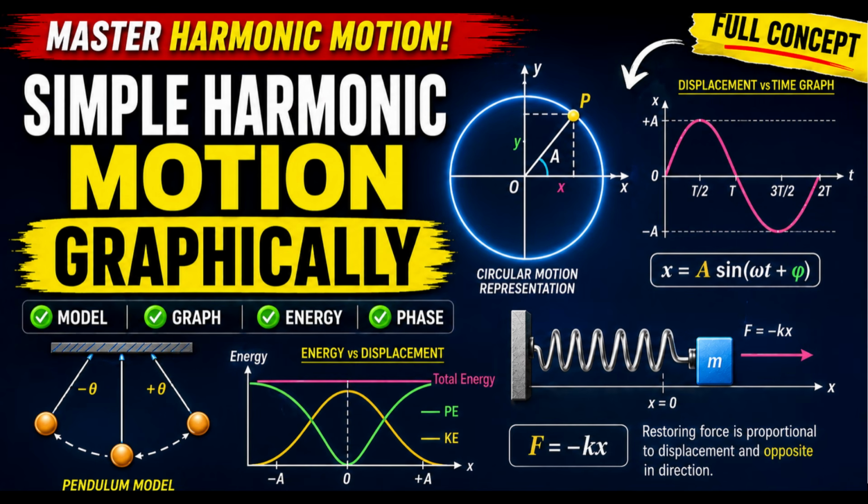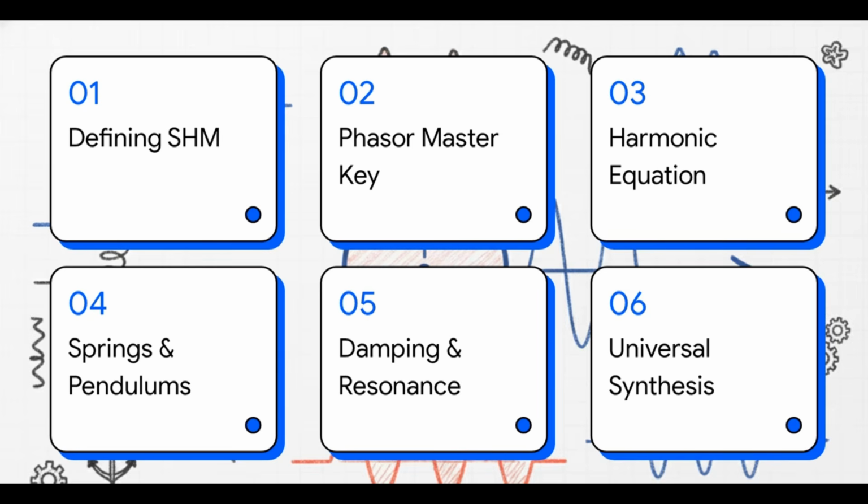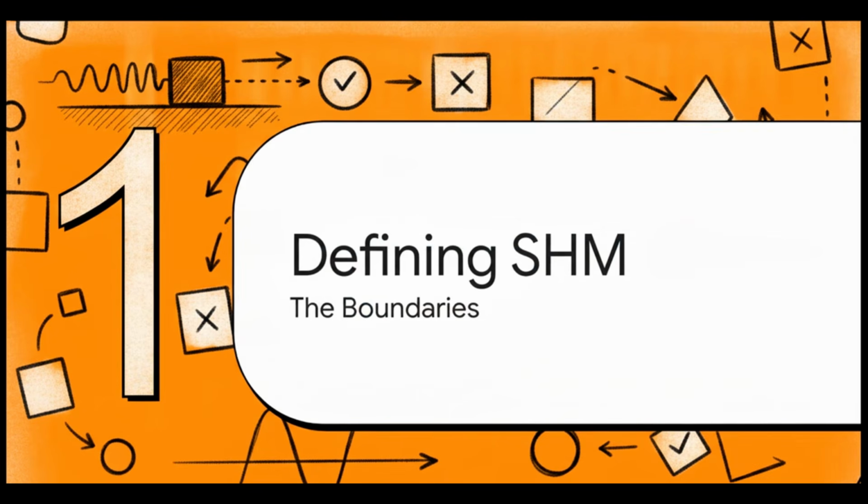Here's our syllabus for today. First, defining simple harmonic motion. Second, the phasor master key. Third, deconstructing the harmonic equation. Fourth, springs, pendulums, and energy. Fifth, real-world damping and resonance. And finally, we'll wrap up with the universal harmonic synthesis. Let's get into it. All right, section 1, defining simple harmonic motion.